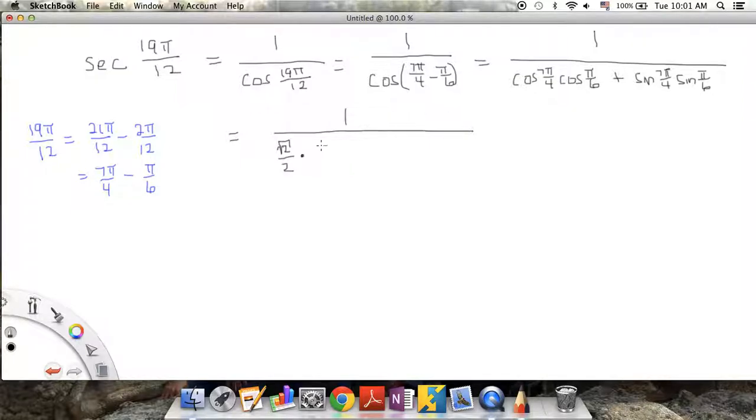And then pi over 6, we know that the cosine of that is the square root of 3 over 2. Now, remember we said 7 pi over 4 is in the fourth quadrant, so the sine is negative square root of 2 over 2, and then the sine of pi over 6 is 1/2. If you don't know that unit circle yet, that's another thing you've got to be working on. So now we just simplify. We've got 1 over the square root of 6 over 4 minus the square root of 2 over 4. So they're both over 4, which means that we can pull that up top.